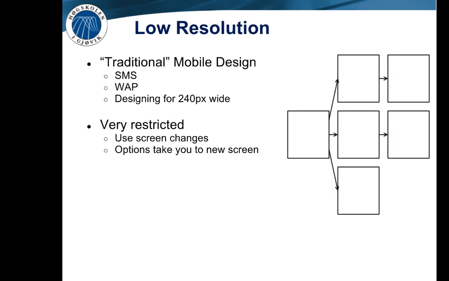All right, so with the low resolution, we discussed that in one of the previous lectures. We had this concept of a main screen, and then you can fork, go to a particular different screen and do one thing at a time. So this traditional mobile design comes from SMS interfaces. I don't know whether you ever interacted with a service using an SMS interface or WAP. Have you seen WAP before? WAP was a sort of web interface for the feature phone.